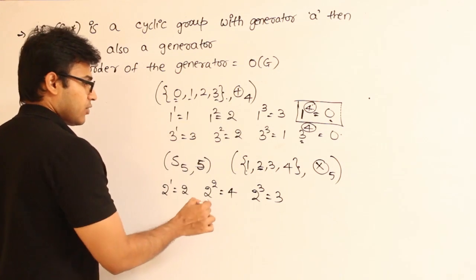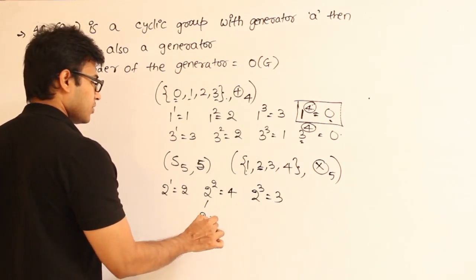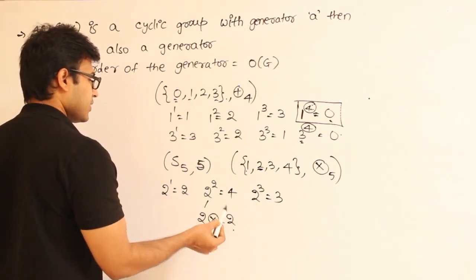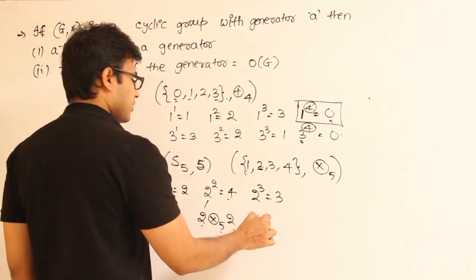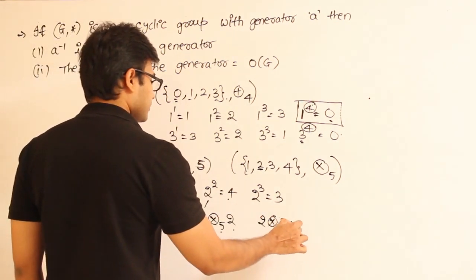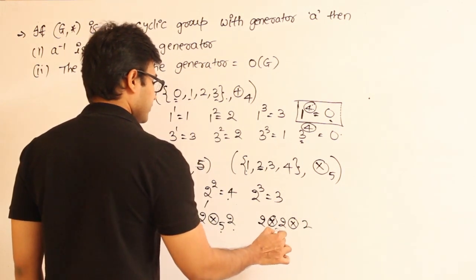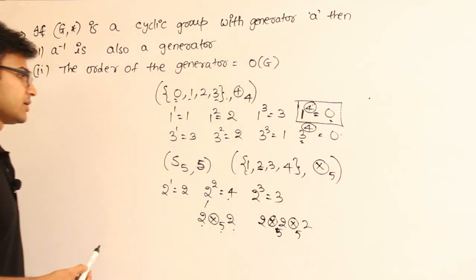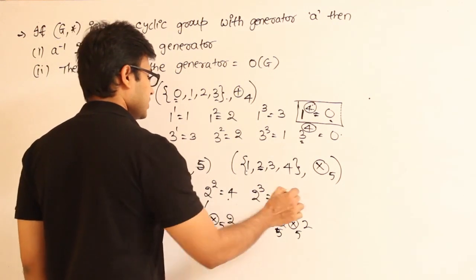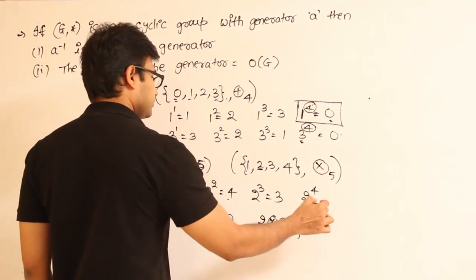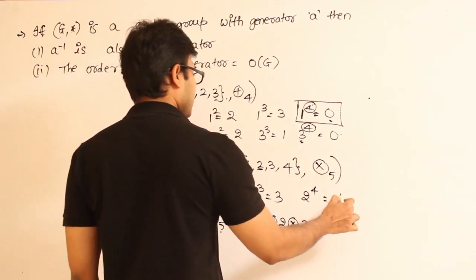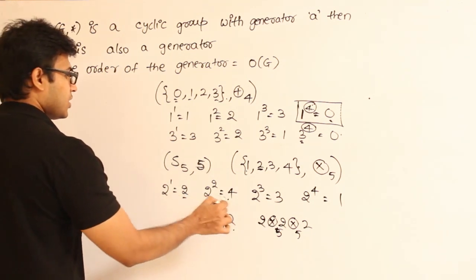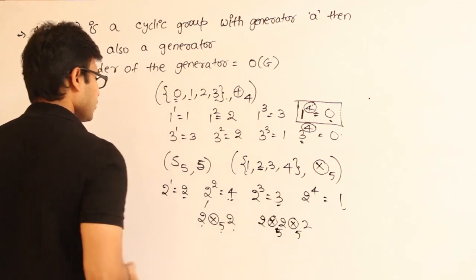2 power 3 means, I hope you are understanding what this means. 2 power 2 here is like this, right? So multiply this and take the result, divide by 5 and give the remainder. And 2 power 3 means like this, with respect to this operation. So it is going to be 8, and when you divide 8 by 5, the remainder is going to be 3. And then 2 power 4 is going to be 1 because it is 16, right? So now if you check, it is definitely a generator because all the elements are generated. 1, 2, 3, 4 are generated.